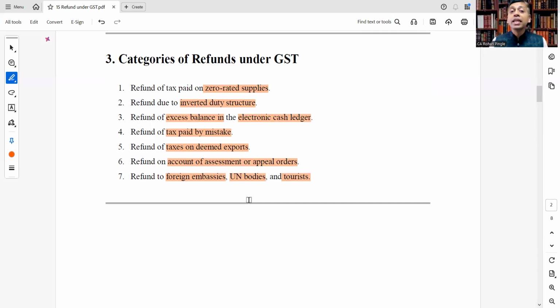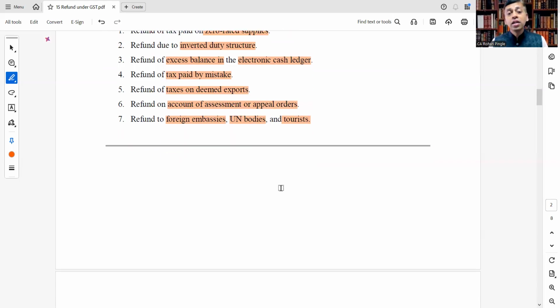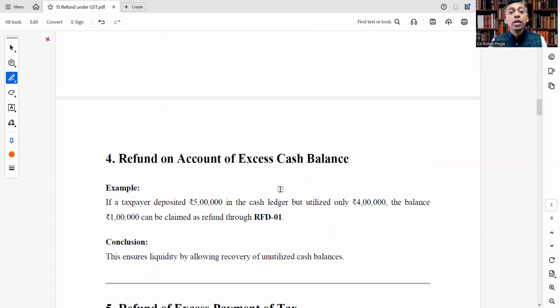Let's see once again. That is refund due to tax paid on zero rated supplies, due to inverted duty structure, excess balance in the electronic cash ledger, tax paid by mistake, taxes on deemed exports, account of assessment or appeals orders, and then refund to foreign embassies, UN bodies, and tourists. Let's move on to them one by one.